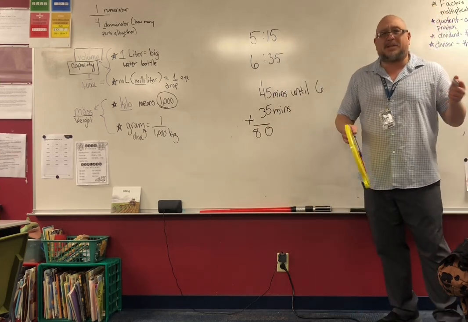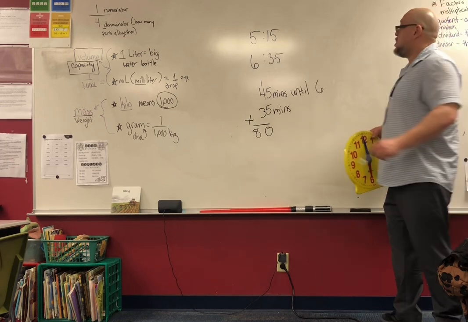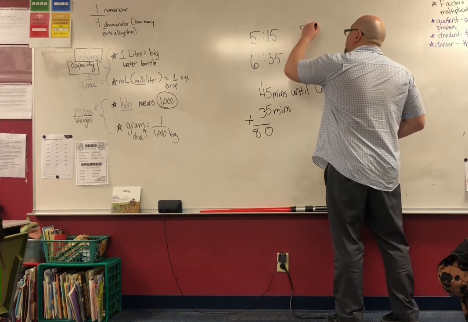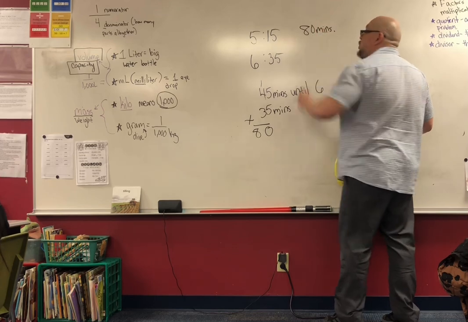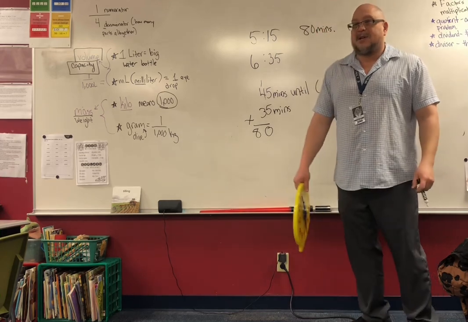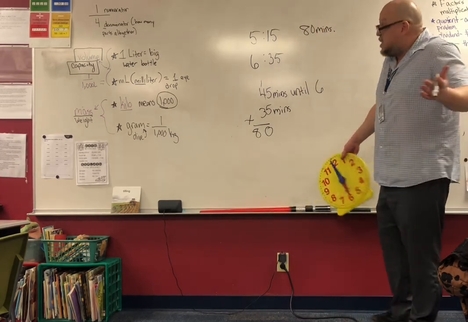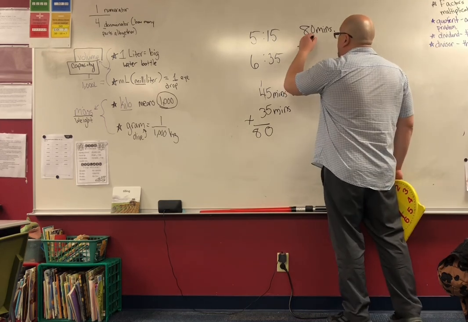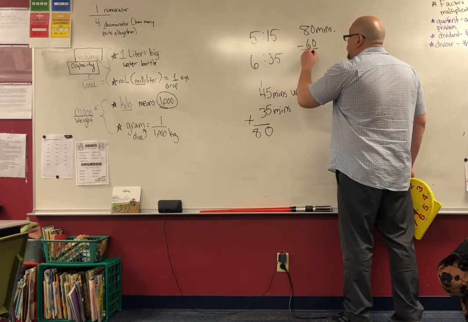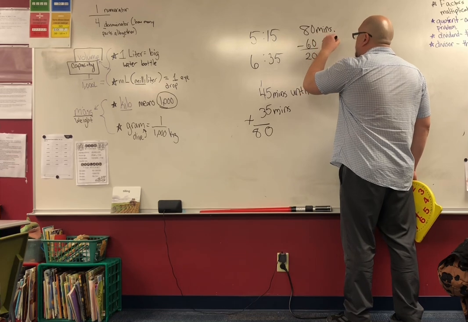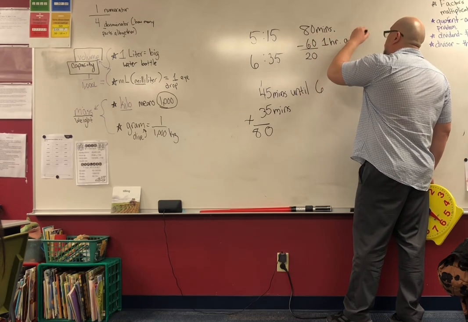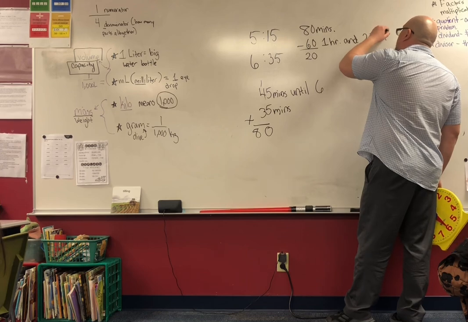Okay, but most people like to hear it in hours and minutes. So if we have 80 minutes, we could change that to hours and minutes. How many minutes in an hour? 60. So let's just subtract 60. What do we have left? 20. So we have 1 hour and 20 minutes.